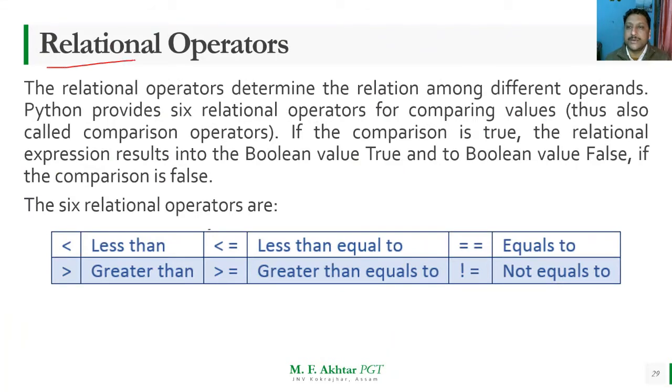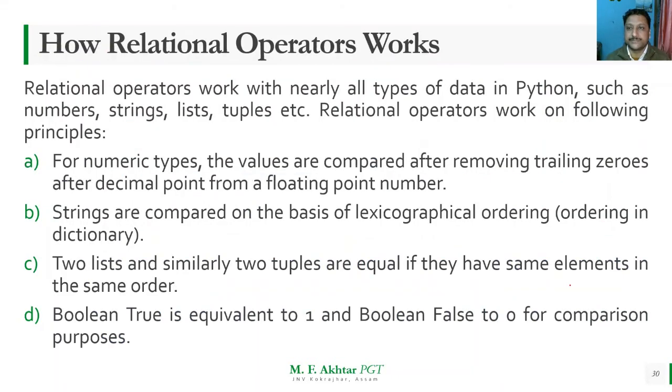Then relational operators. Relational operators determine the relation among different operands. Python provides 6 relational operators for comparing values, thus also called comparison operators. If the comparison is true, the relational expression results in the Boolean value true, and Boolean value false if the comparison is false. The 6 relational operators are less than, greater than, less than equals to, greater than equals to, equals to, and not equals to. These are the different relational operators.